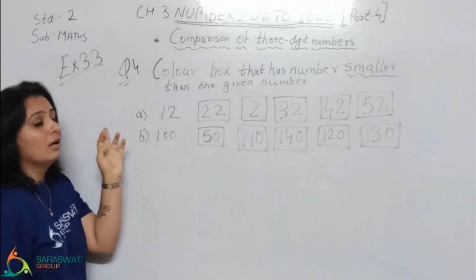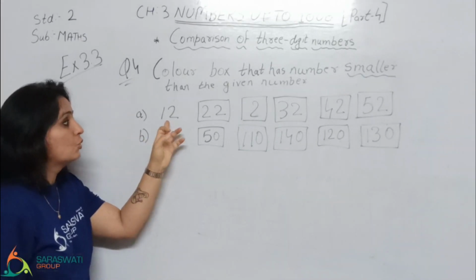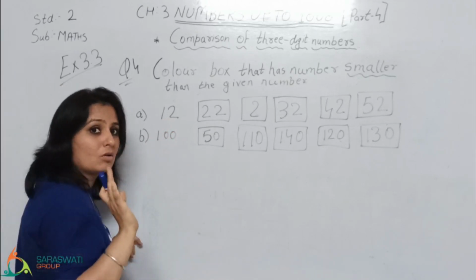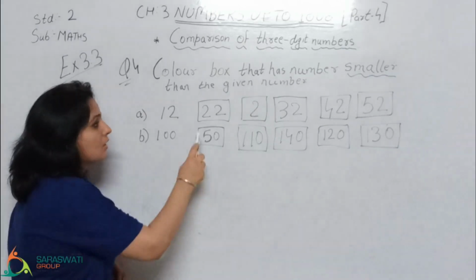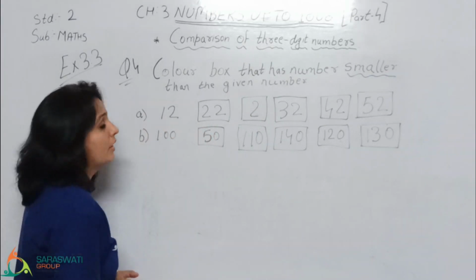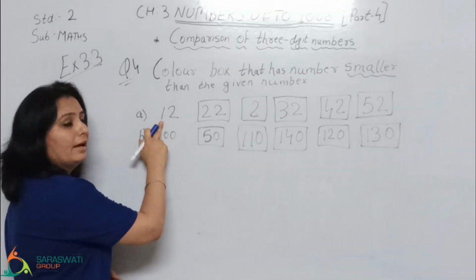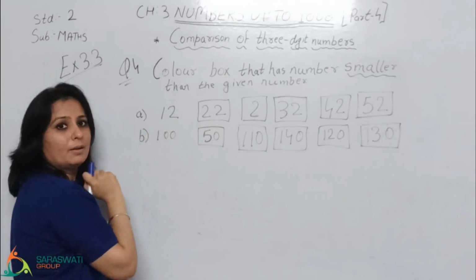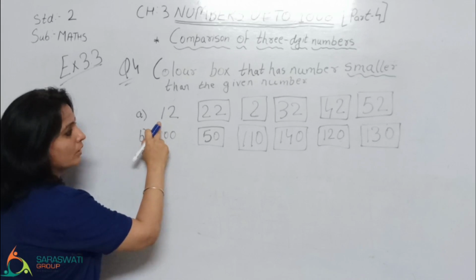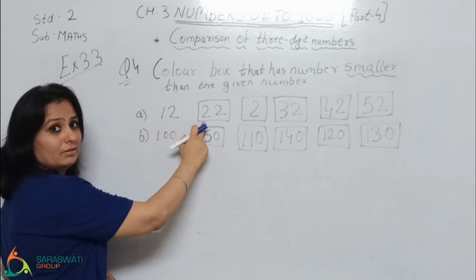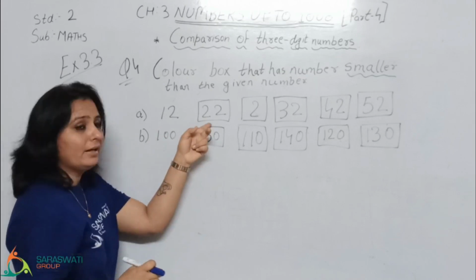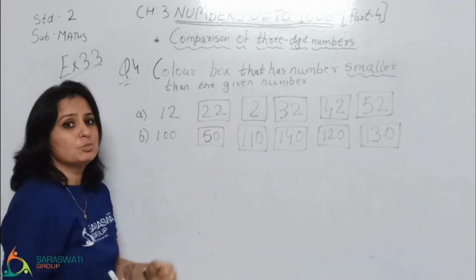A, the number given is 12. So remember we have to find the smaller number. Okay. So first is 22. So let us compare. At tens place, because here no 100 is given, so only tens and ones will be compared. So at tens place 1 is here, and in this tens place 2 is here. So this is greater, but we want the smaller number.